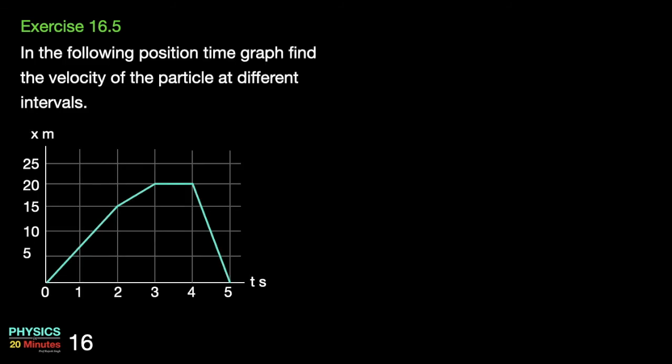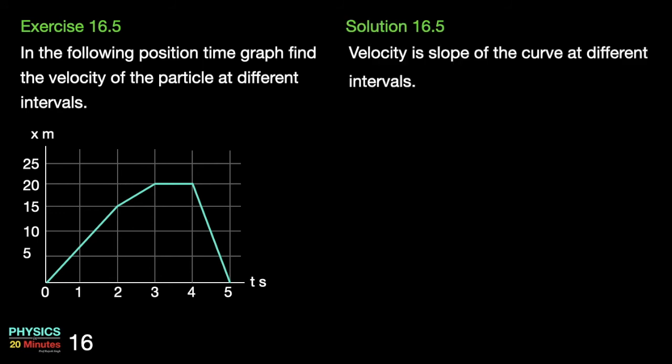Let's take one more problem to understand these concepts. In the following position time graph, find the velocity of the particle at different intervals. You can try solving this problem on your own, then come back and check the solution. Here goes the solution. Velocity is the slope of the curve at different intervals. Look at the graph carefully.